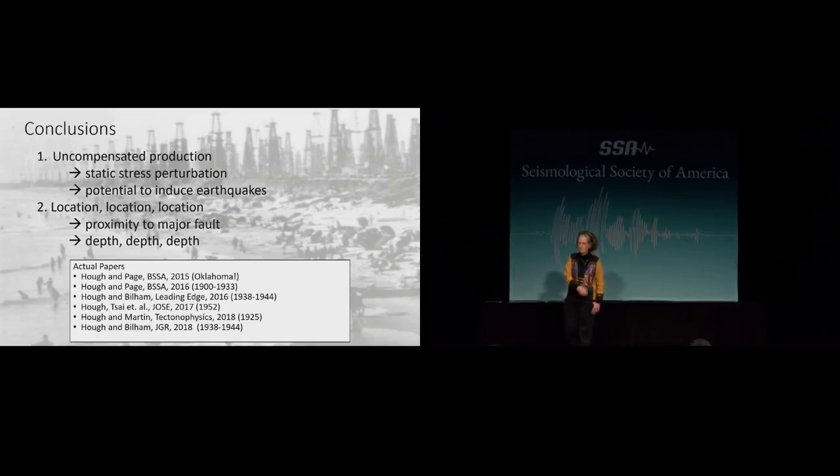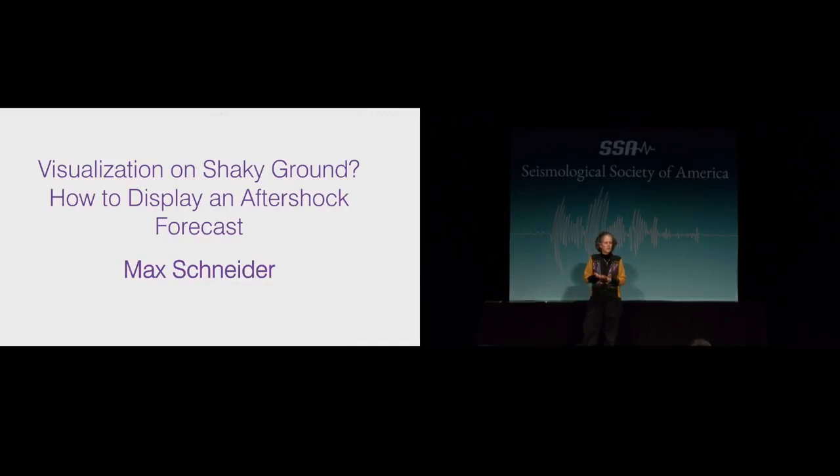So conclusions. Uncompensated primary production can perturb subsurface stresses around the wells, which has the potential to induce earthquakes. What matters: location, location, location, proximity to active fields, but also the depth. As the production got deeper, you start to perturb the stresses at seismogenic depths. And there's a whole list of actual papers with actual details.